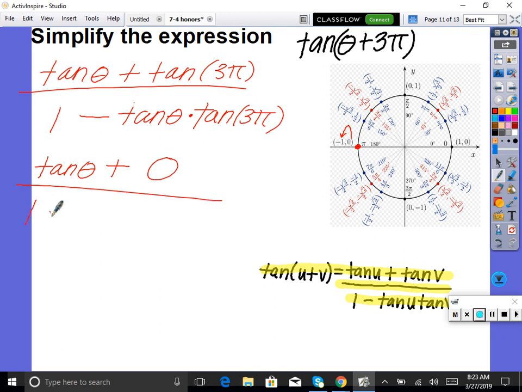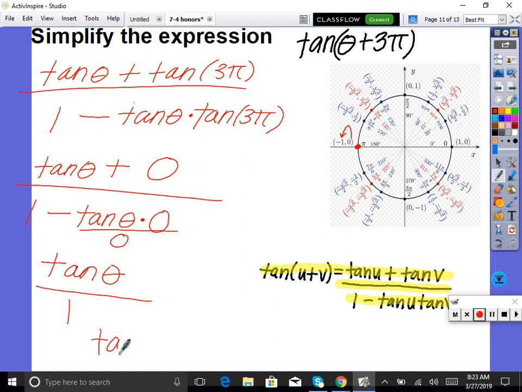Divided by 1 minus tangent of theta is tangent of theta, and then we have times the tangent at 3 pi. So won't it be times 0 now? So let's do some math. What would the top become? Tangent of theta. Now on bottom, what will it be? This is 0 right here. 1 minus 0, 1. So our final answer is tangent of theta. So it's really just basic stuff.